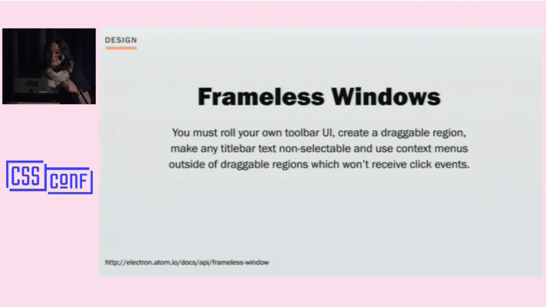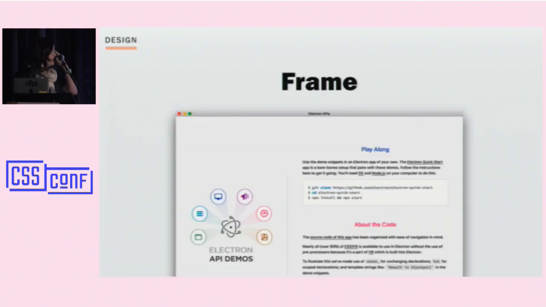You need to create a draggable region because frameless windows aren't draggable. And then any title bar text that you make needs to be non-selectable because you don't want people who are trying to drag your app to then be selecting the title bar. And then you need to make sure that you don't have click events trying to happen in areas that aren't draggable. So just note. But it's totally possible, and people do it. I've got a link down here to a longer page about how to set up a frameless window and catch all of these things.